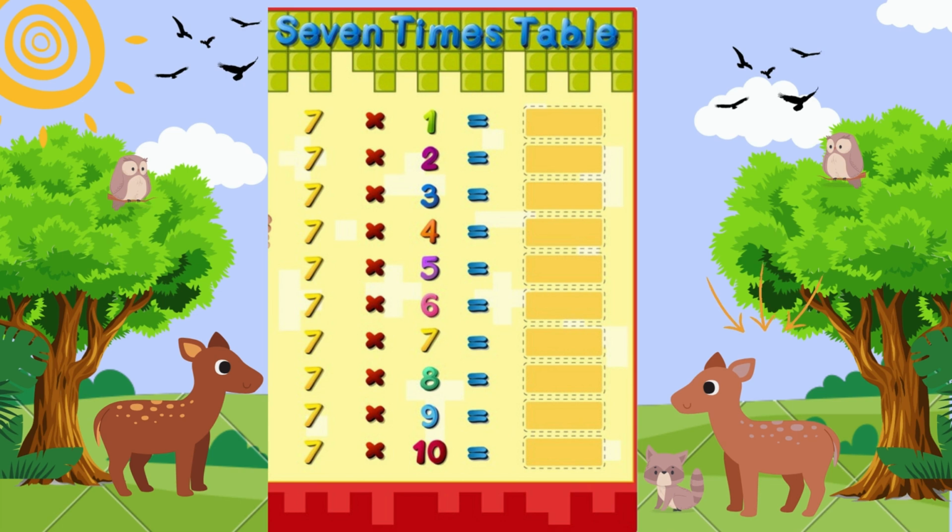7 multiplied by 5 is equal to 35. 7 multiplied by 6 is equal to 42. 7 multiplied by 7 is equal to 49. 7 multiplied by 8 is equal to 56. 7 multiplied by 9 is equal to 63. 7 multiplied by 10 is equal to 70.